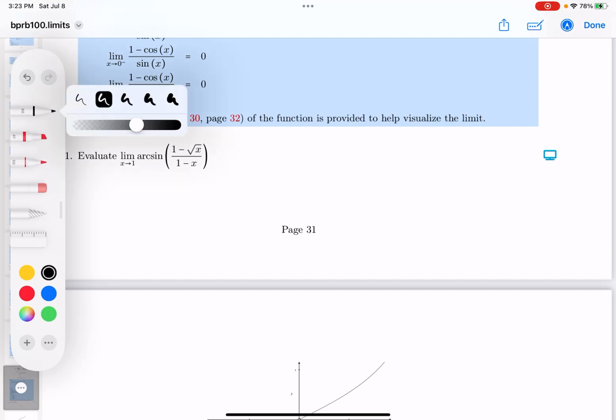Okay, so a little tricky question over here. You're looking at a limit of a composite function. It's arcsine, and inside you've got (1 minus root x) over (1 minus x). I just plug in and see what happens. You get 0 over 0, which is a big problem.